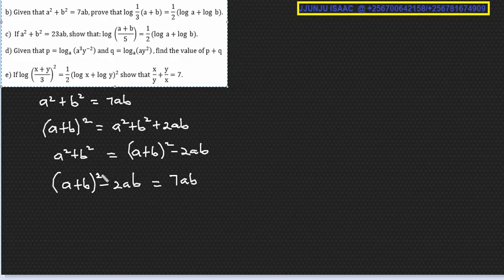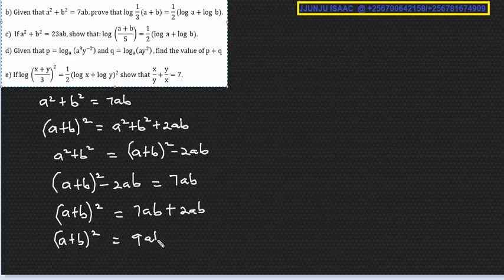Now let us take this one on the other side. We shall get (a + b)^2 equal to, when I take this negative 2ab on the other side, I will get 9ab. Okay, that's 7ab plus 2ab. We shall have (a + b)^2 equal to 9ab. Okay, so now what do we have here? How do you think they got this 3? And how do you think they got this half?